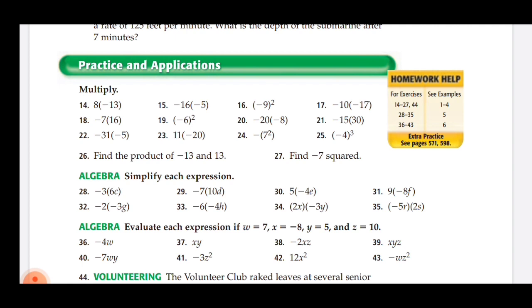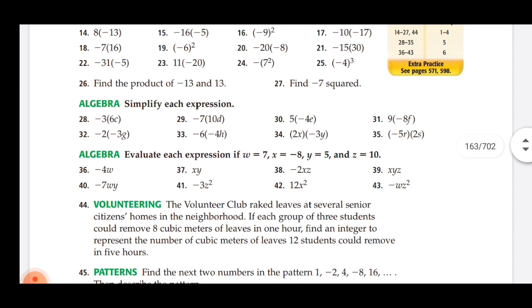21. -15 multiply 30. 22. -31 multiply -5. 23. 11 multiply -20. 24. -7 squared. 25. -4 cubed. 26. Find the product of -13 and 13.